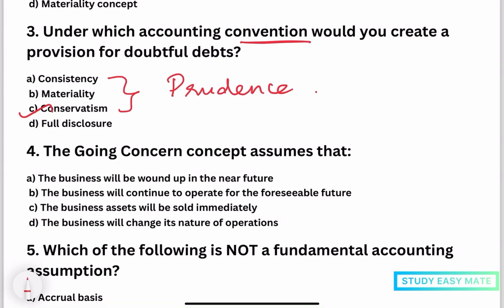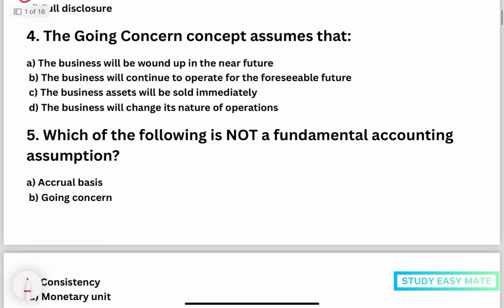So the conservative approach will always require creating provisions based on past experience and current economic condition, ensuring that assets are not overstated. So, what will be the answer for the fourth question? The going concern concept assumes that going concern. What does it mean? It means the business will continue to operate for the foreseeable future.